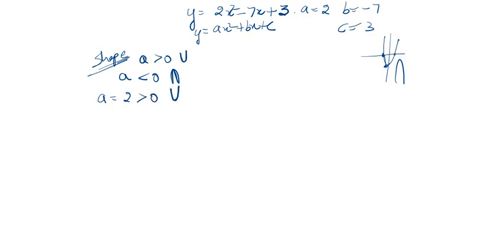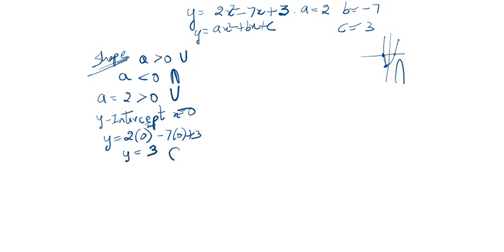Then it's always easier to find your y-intercept first. To find your y-intercept, you put x is equal to 0. So you get y is equal to 2 into 0 squared minus 7 into 0 plus 3, so y is equal to 3. Remember, you have to depict it as a coordinate on your graph, so you write it as that.